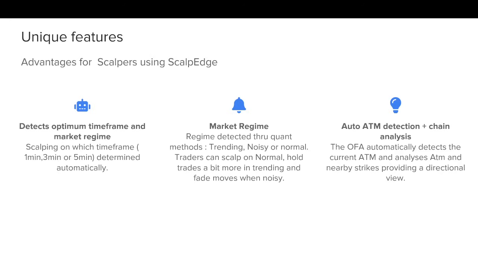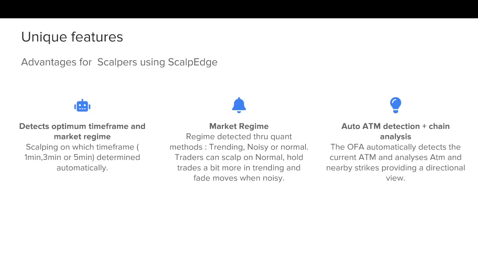So any scalper using ScalpEdge, this will automatically detect which time frame you should trade, 1 minute, 3 minute or 5 minute, because a lot of scalpers or a lot of day traders ask me, sir, what time frame should I trade? 1 minute, 5 minute, 15 minute, 30 minute. You will see this indicator telling you which time frame you should trade.